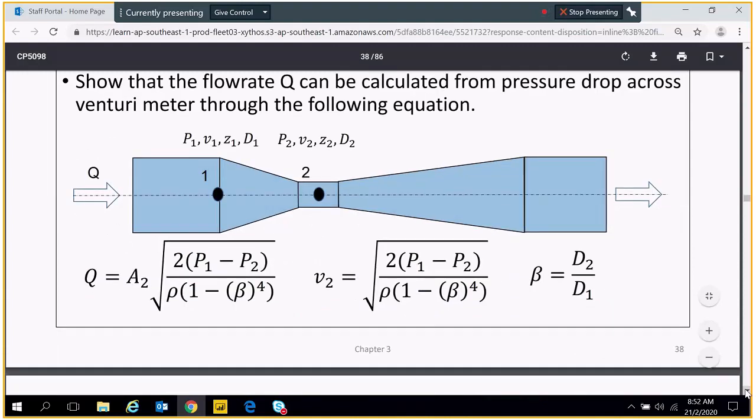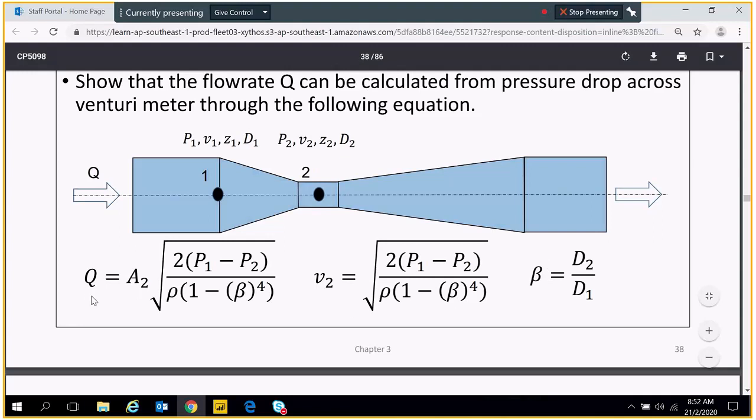You don't have to derive the equation, but you need to memorize it. This is for the Venturi: points 1 and 2, P1, P2, V1, V2, Z1, Z2. Z1 and Z2 we don't need to consider because this is horizontal, so there's no change in height. D1 is the pipe inner diameter, and D2 is the pipe inner diameter at the throat. The diameter ratio is D2 over D1. This formula you need to memorize.